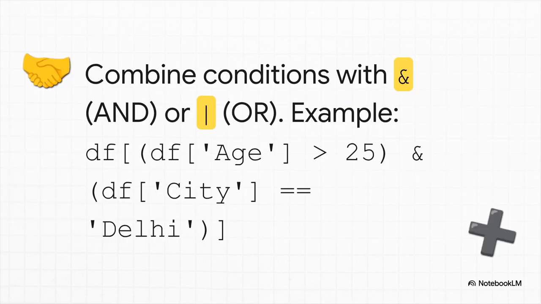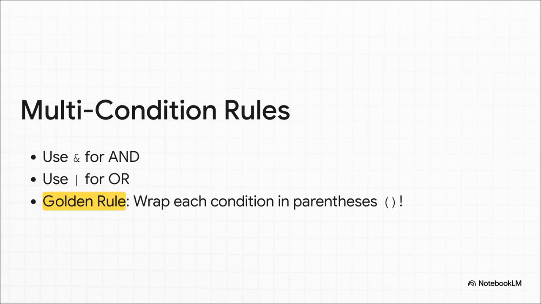That's it. Okay, simple questions are great. But what about more complex ones? Like, what if you need to find everyone who is both over 25 and lives in Delhi? You can totally do that. The rules for this are pretty straightforward. You use the ampersand for and, this pipe symbol for or. But, and this is the big one, the golden rule you cannot forget: you have to wrap each of your conditions in its own set of parentheses. Seriously. If you forget this, Python will throw an error every single time. It's the number one mistake people make here.